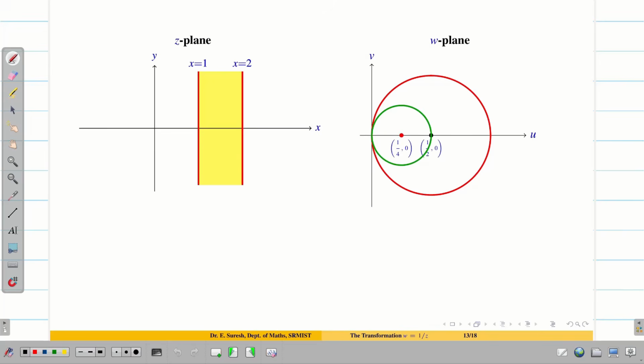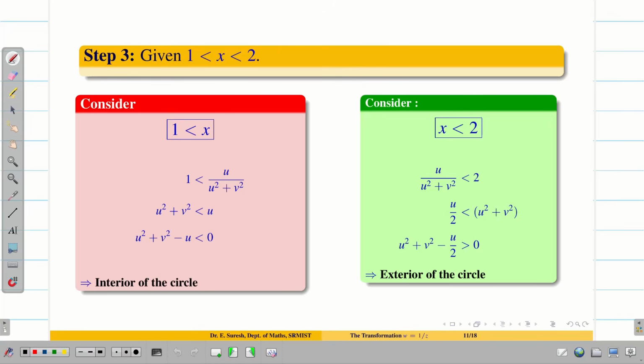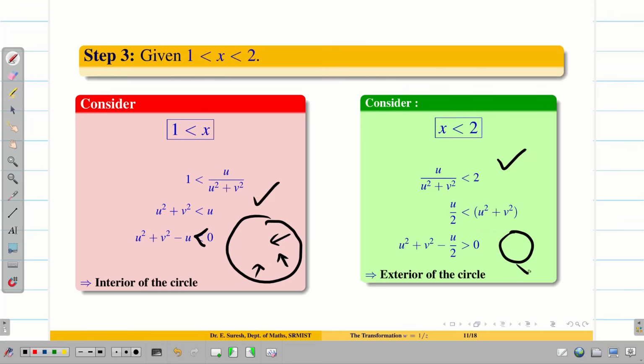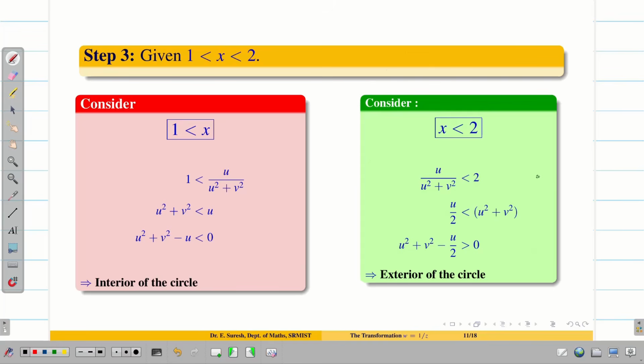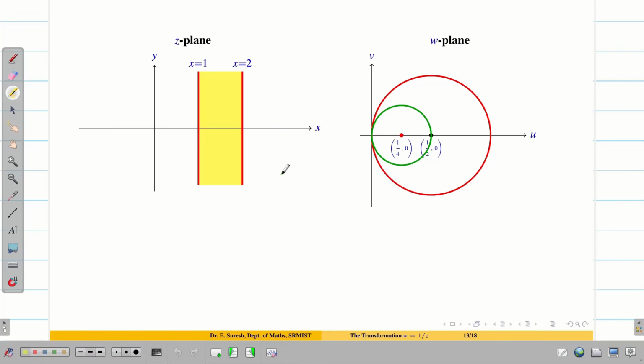It lies here. Now we have to come back to step 3. This is the smaller circle and this is the bigger circle. For the bigger circle we have less than 0, so interior of the bigger circle. For the smaller circle it is greater than 0, so exterior of the smaller circle. Just have an imagination. We draw the smaller circle and we draw the bigger circle. The region is exterior of the smaller circle and interior of the bigger circle. It looks like this. So now we have to shade the region.